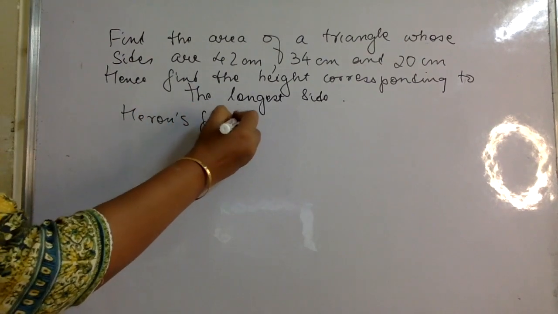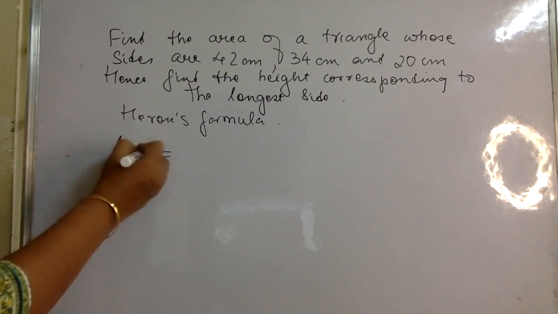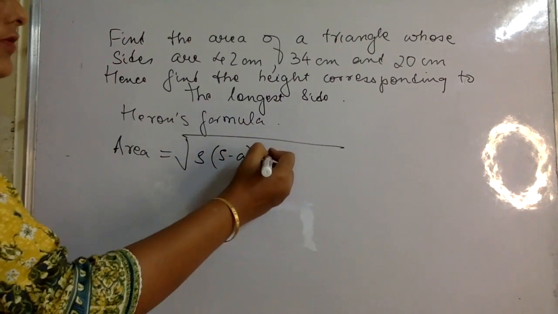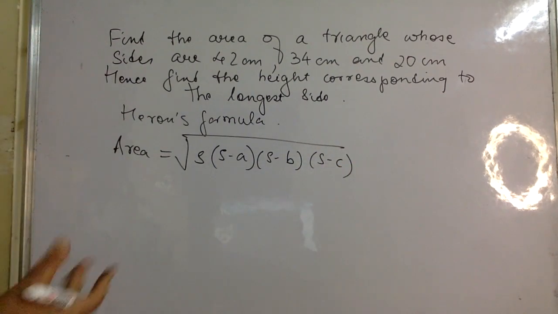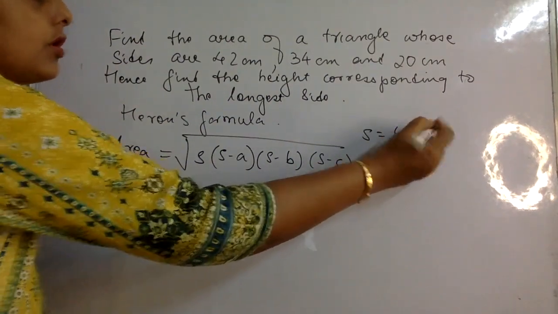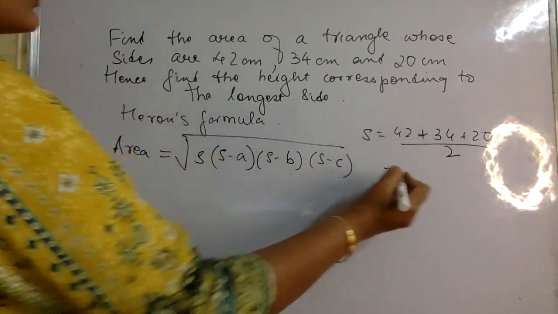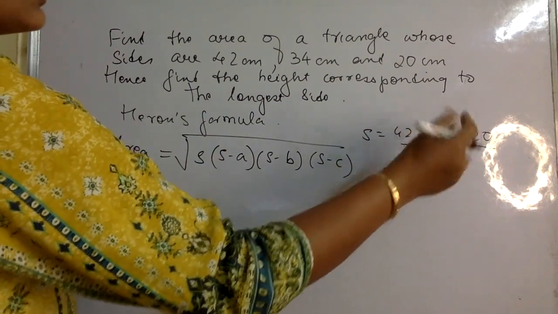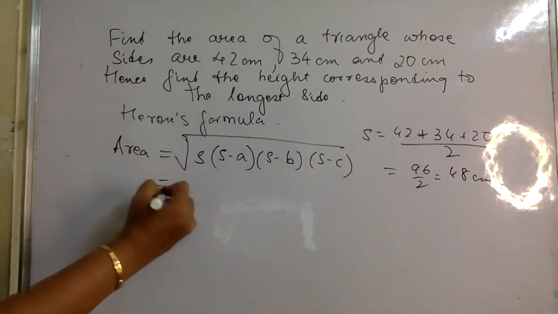Heron's formula. Now what is Heron's formula? Area is equal to root over semi-perimeter times semi-perimeter minus the first side, semi-perimeter minus the second side, and semi-perimeter minus the third side, all under the root sign. Now what is semi-perimeter? You add all the sides and you divide it by 2. Semi anyways means half. So this is 42, 70, 90, 96 by 2, which is 48 centimeters.